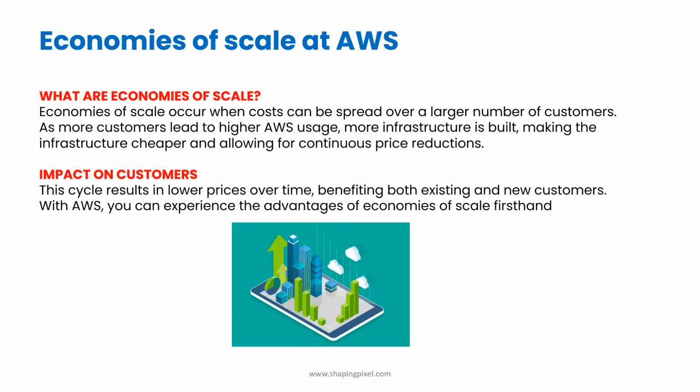Economies of scale at AWS. Economies of scale occur when cost can be spread over a large number of customers. As more customers lead to higher AWS usage, more infrastructure is built, making the infrastructure cheaper and allowing for continuous price reductions. This cycle results in lower prices over time, benefiting both existing and new customers. With AWS, you can experience the advantages of economies of scale firsthand.